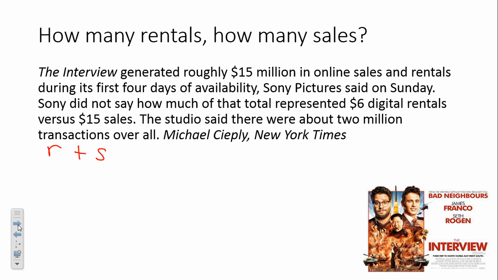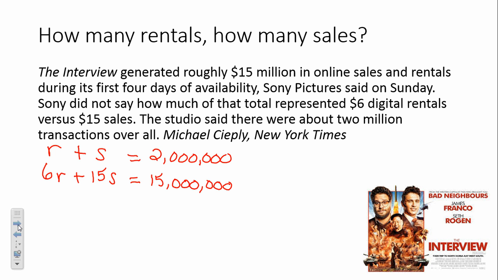So the number of rentals plus the number of sales, how many did they have overall? How many transactions? 2 million. Everybody good? Now, how much were the rentals? $6. So 6 times the number of rentals plus 15 times the number of sales should be equal to 15 million. Just because it's a big number doesn't mean it has to be scary. System of equations, two unknowns, right?